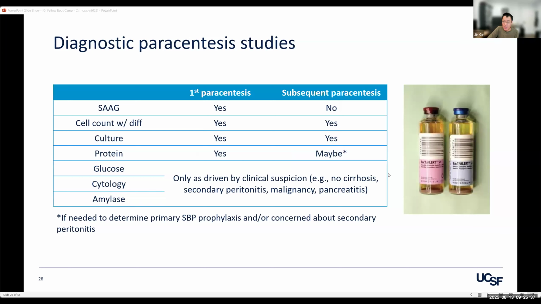This is a nice table about the diagnostic para studies you should get. On the first para, you should always get the studies that calculate your SAAG. You should get a cell count, culture, and protein.